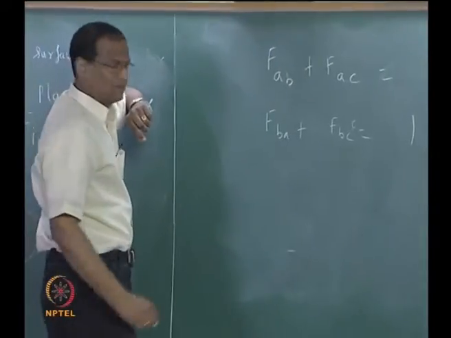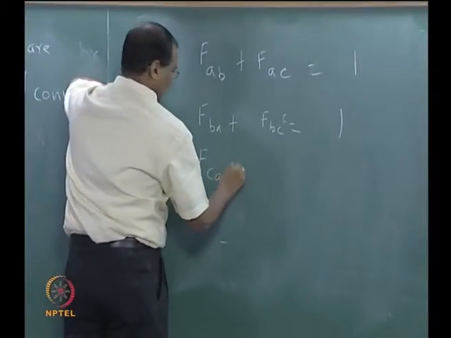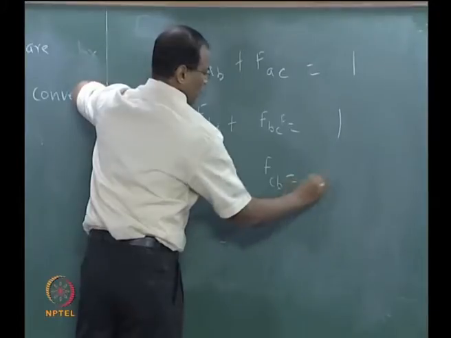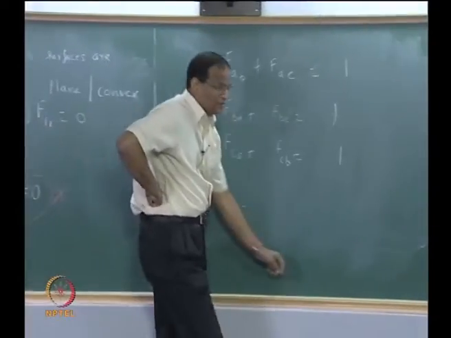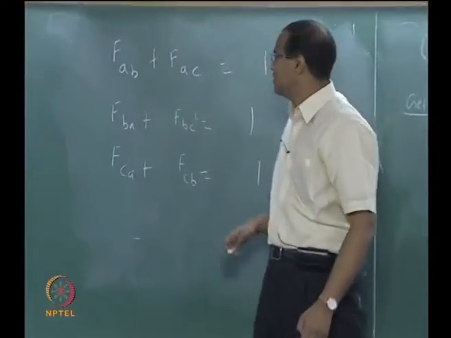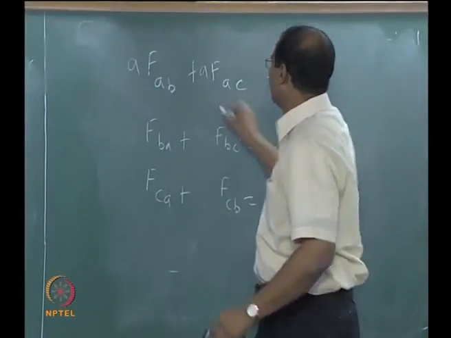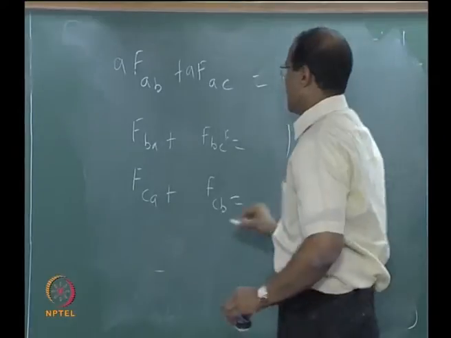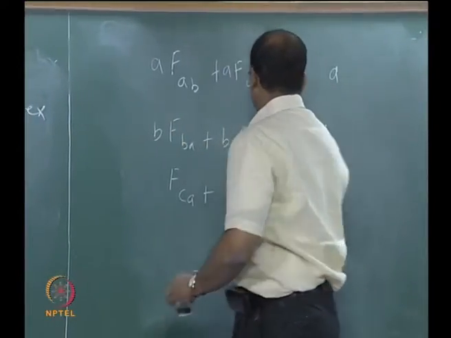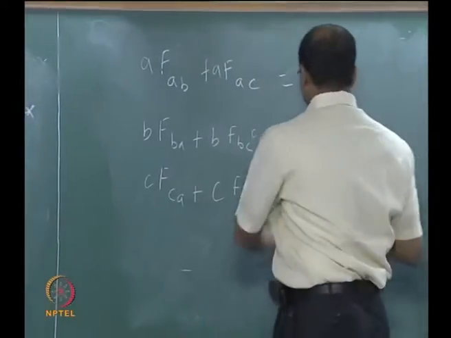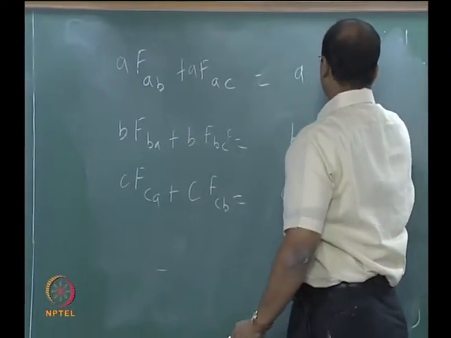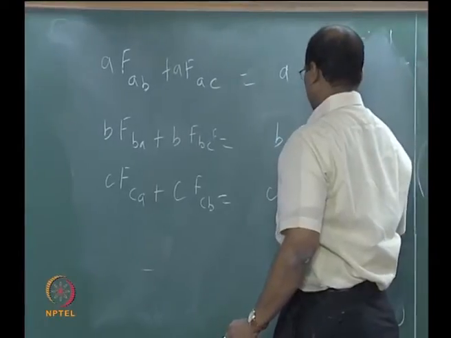Agreed. Is everybody through with this? Pavan, Amrita, you have written all this. Now, please look at the board. I multiply the first equation by A. I multiply the second equation by B. I multiply the third equation by C. I call these equations 4, 5, 6.